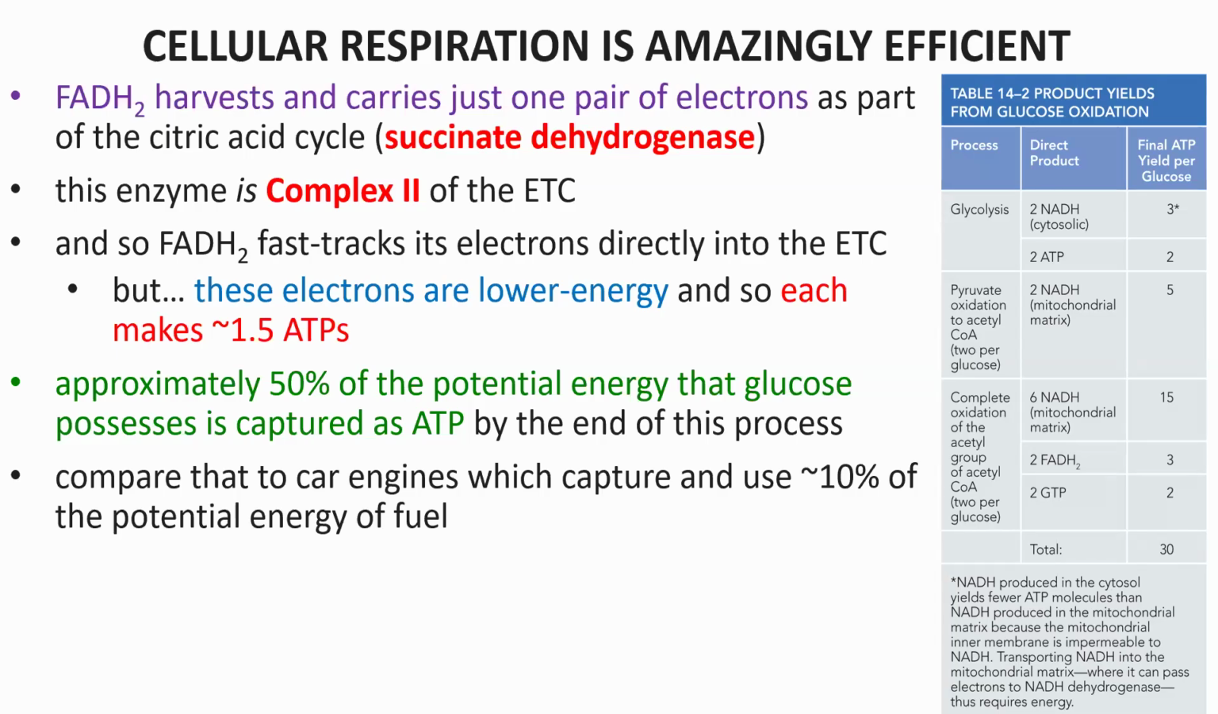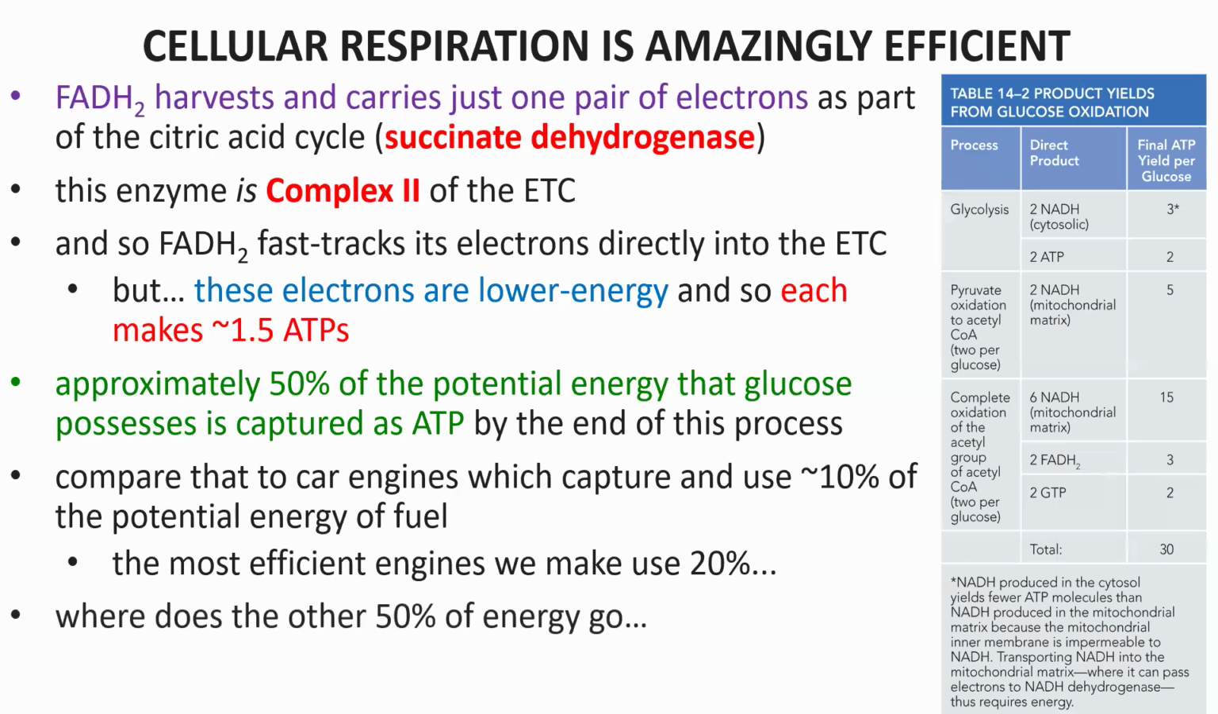Car engines typically have 10% efficiency. So when a car engine burns gasoline, 90% of that reaction is given off as pure heat. Only 10% of that reaction is used as work to drive the car forward. The most efficient car engines we can make, electric or gasoline, are 20% efficient, meaning 80% of the energy in the fuel is lost as heat and 20% is captured for work. And here we're saying that 50% of the energy is captured. So more than doubling even the most efficient car engines that we can make, and 50% is released. Where does the 50% of energy go that we don't capture as ATP?